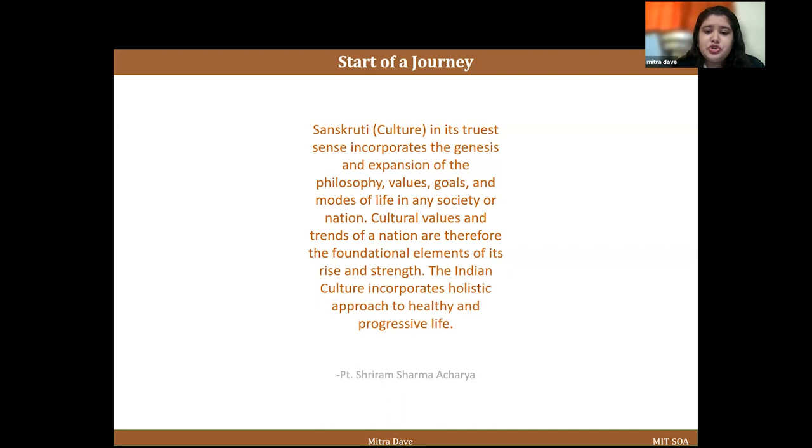So if I have to bring down the whole course and what we are trying to do over here, this quote explains it very well: our cultural values, our philosophy, our goals are going to decide the nation's way of looking. So we should look first in our own culture, what it teaches, and then go towards what we want in our niche. So going forward, I wanted to show you our ancestral study.